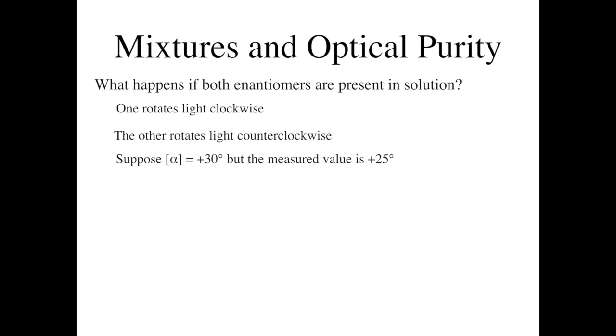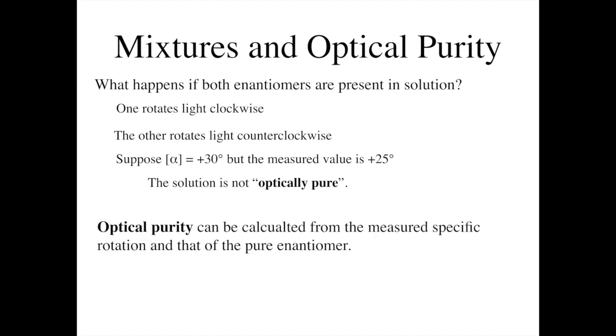What does that tell you? Well, the solution is not optically pure. You do not have only one enantiomer. What you actually have is mostly the dextrorotatory, but a little bit of the levorotatory, which rotates the light in the opposite direction and reduces the angle. So you can actually calculate optical purity from these measured values.